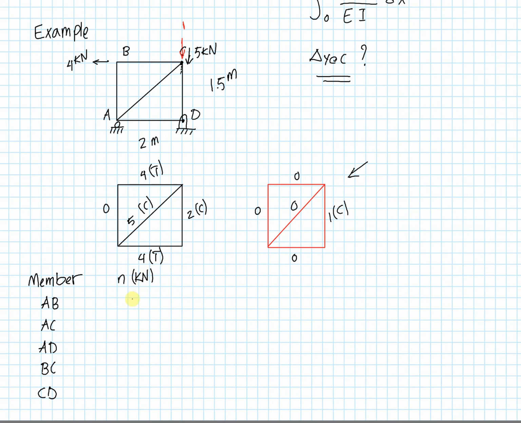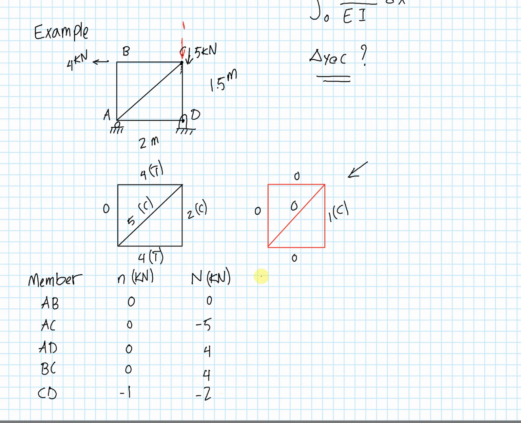So in this case we have 0, 0, 0, and there will be a -1. With this method, compression will be negative. There will also be real forces in this table with units of kilonewtons, and I will have -5 here, 4, 4, and -2.